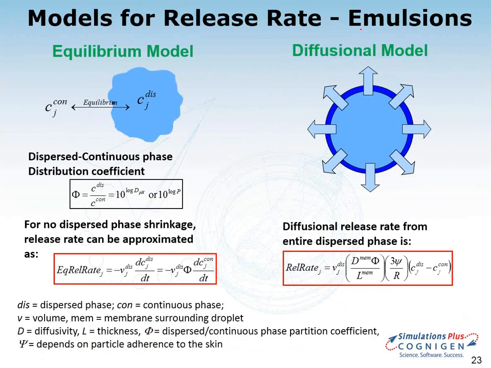For emulsions, the additional aspect that you would need to account for is how the drug is getting released from the droplet, from the dispersed phase into the continuous phase of the formulation. And for this one, we are providing two models, one assuming very fast equilibrium, very fast distribution between the continuous and dispersed phase, or a diffusional model assuming a slow diffusion through the membrane surrounding the dispersed particles and the drug slowly getting into the continuous phase.